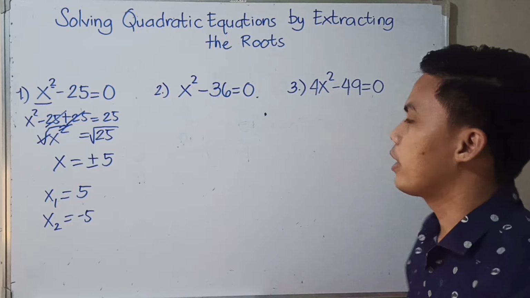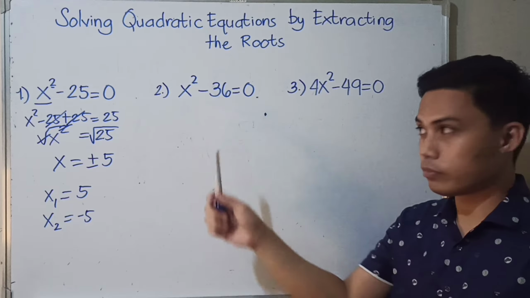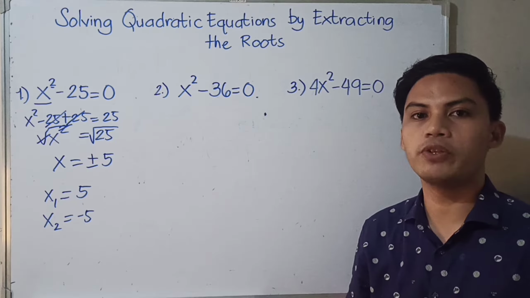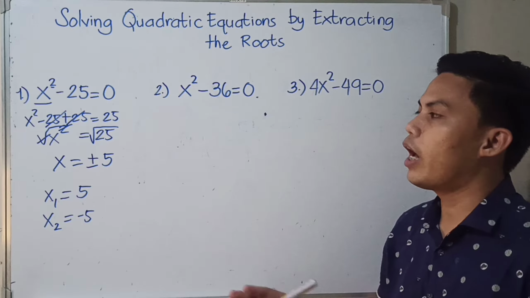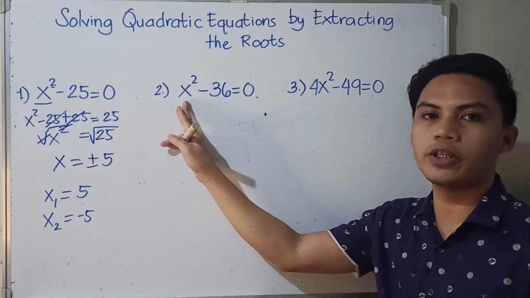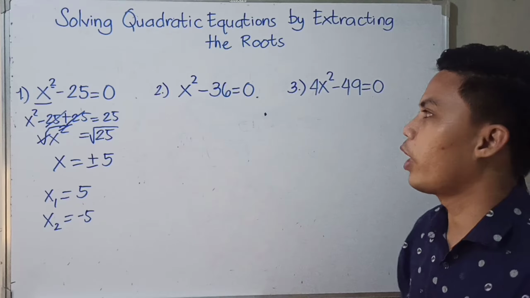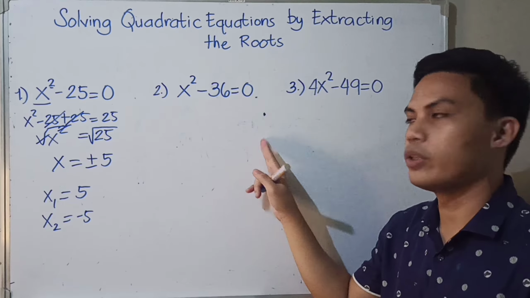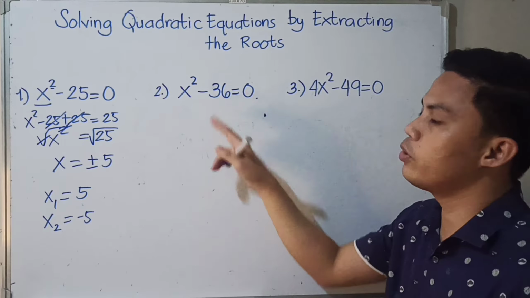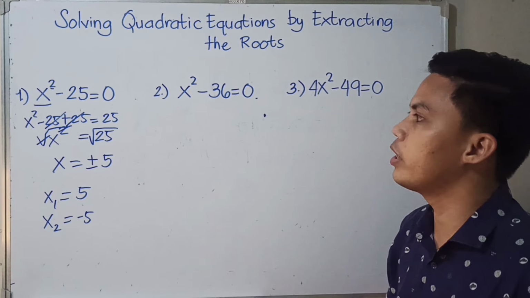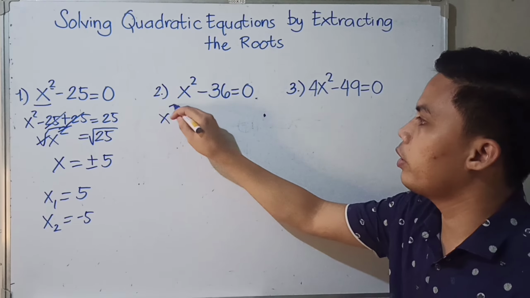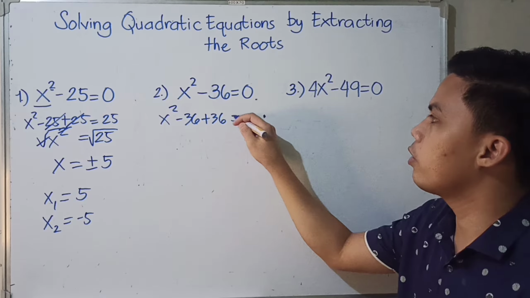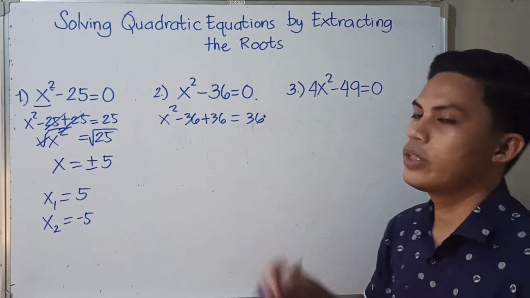Okay? Next, let's have number 2. We have x squared minus 36 is equal to 0. Again, gaya ng ginawa natin kanina, isolate natin yung quadratic term natin or yung x squared. So, kailangan natin i-transpose si negative 36 sa right side ng equation. Okay. This time, we're going to use the addition property of equality. So, we have x squared minus 36 plus 36 is equal to 36.